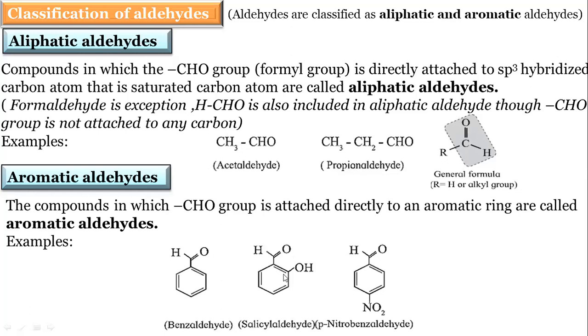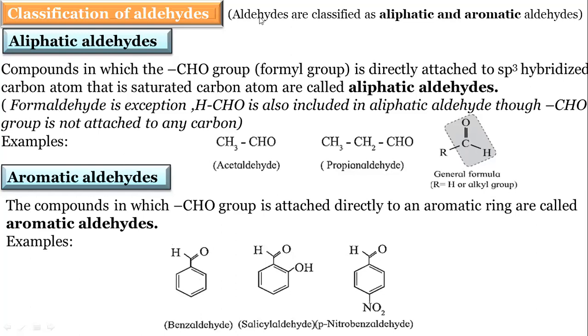And in case of aromatic aldehydes, the CHO group is attached to the benzene ring. So this is the main difference between aliphatic aldehydes and aromatic aldehydes. In case of aliphatic aldehydes, the CHO group is attached to the aliphatic component, and in case of aromatic aldehydes, the CHO group is attached to the benzene ring. This is the main difference, but the exception is formaldehyde here.